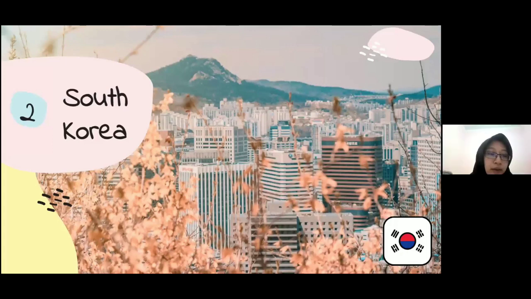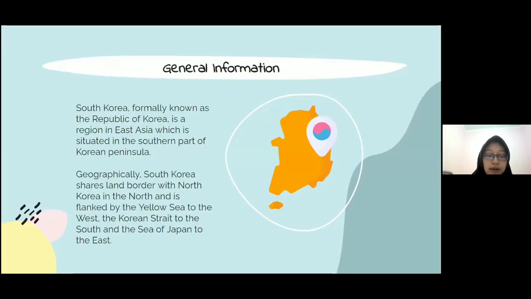So in this slide, we will be covering one of the developed countries in the world. And for this particular case, we choose South Korea. Next slide, please. The general information: South Korea is formerly known as the Republic of Korea, and it is a region in East Asia which is situated in the southern part of the Korean Peninsula. Geographically speaking, South Korea shares a land border with North Korea in the north and is located between the Yellow Sea to the west, the Korean Strait to the south, and the Sea of Japan to the east.